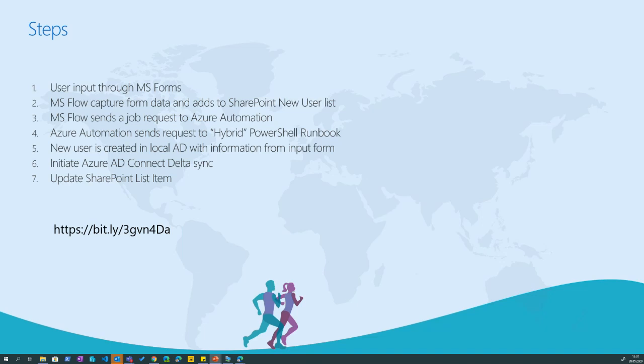Then the flow will send that data to Azure Automation and generate automation tasks. And the task will then kick off a hybrid runbook.